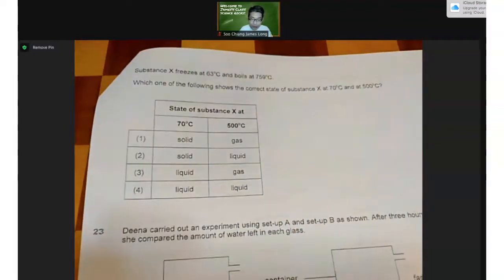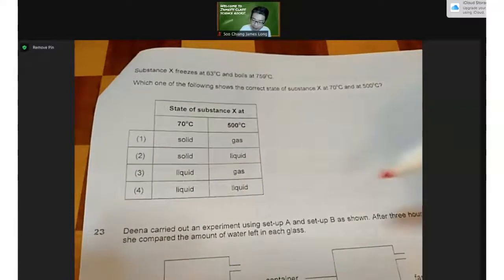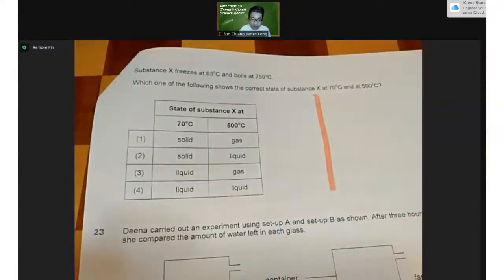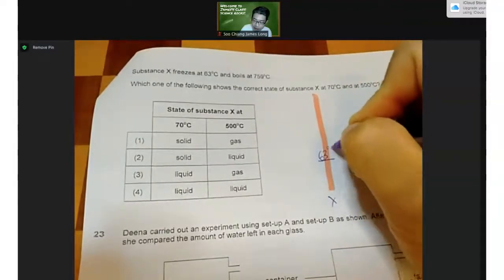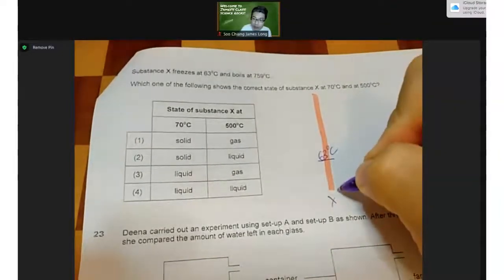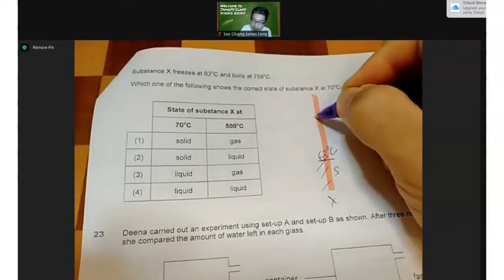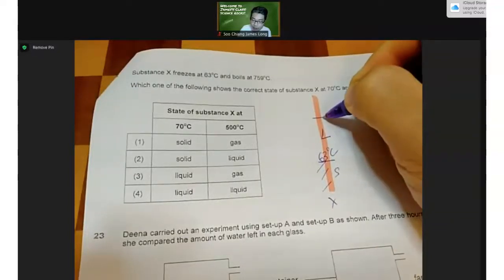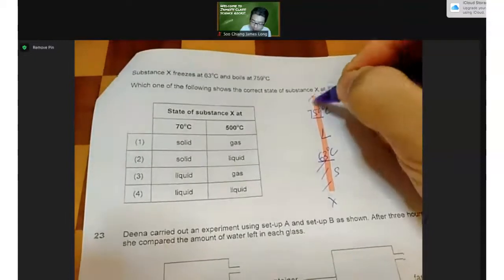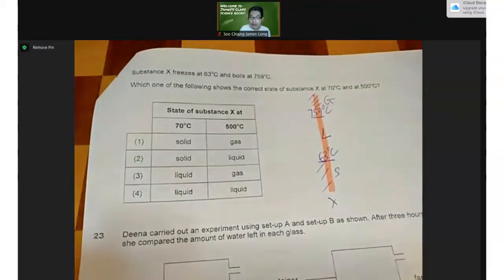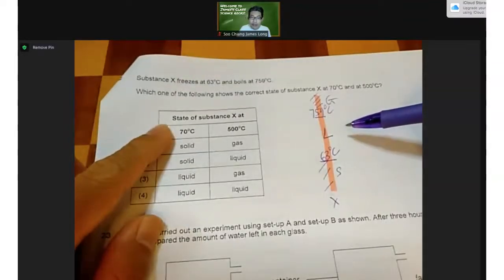So go back to the working. I'm going to just draw one line to represent this substance X. So this is my X. This is my freezing point at 63 degrees Celsius. So anything below would be solid. What is above here will be liquid. And all the way up to the boiling point at 759 degrees Celsius. And any part above here will be gas. Now we need to look at the state of the substance at the different temperatures.